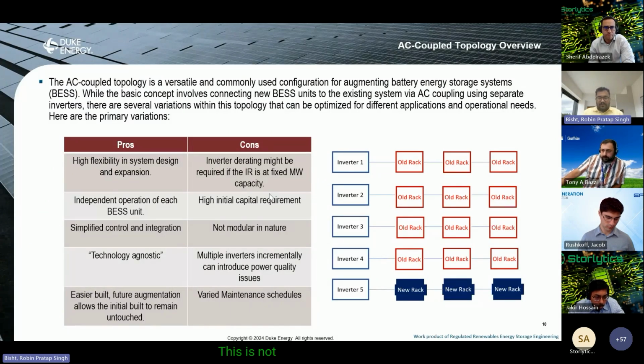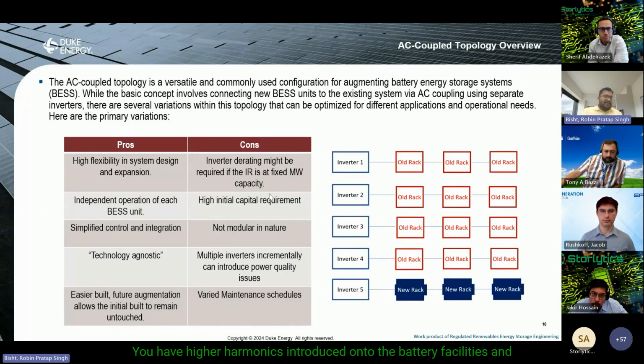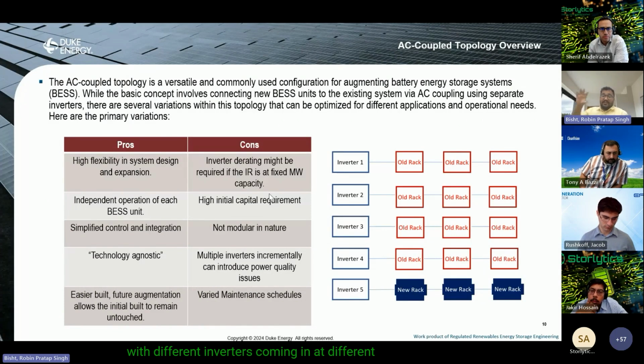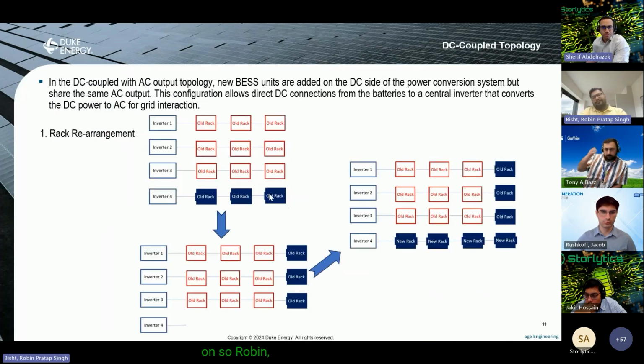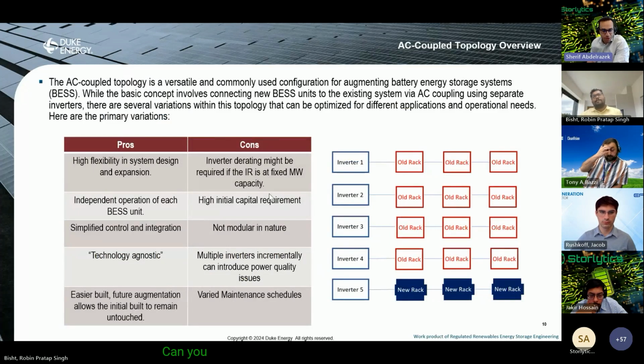This is not often talked about as well. You have higher harmonics introduced onto the battery facilities. And with different inverters coming in at different phases of augmentation, you have different maintenance schedules. So that gets kind of tricky. So Robin, that's a really interesting point. Can you expand a bit on the harmonics issues?